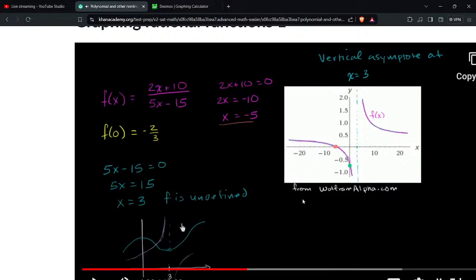It's not a point of discontinuity, right? So we try to calculate, right? So we try different values that are closer to 3. What is it? It's 2, 3.